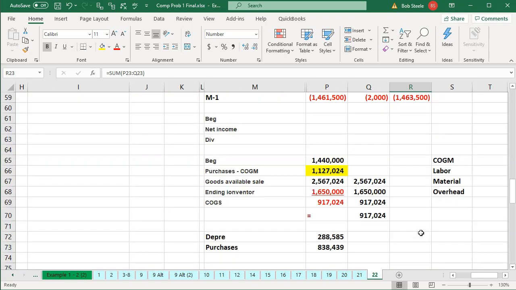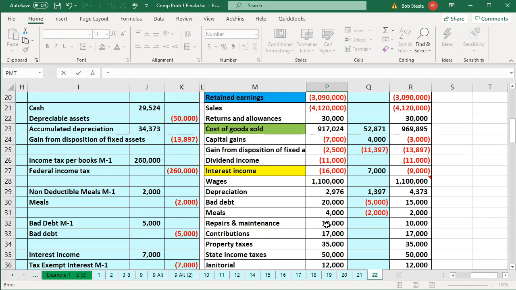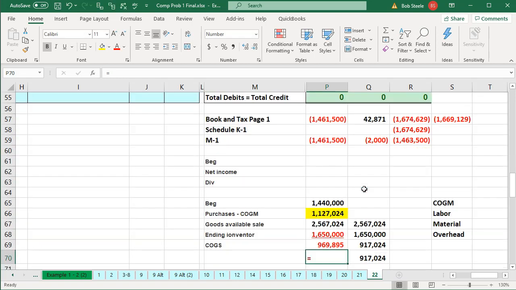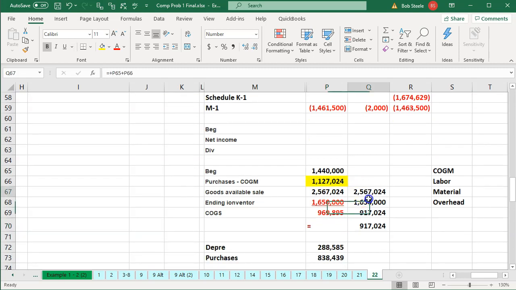I'm going to say, all right, the cost of goods sold bottom line number should be equal to the ending number here. We want it to be this 969,895 for tax purposes. And there's a difference there because we had an adjusting entry and we had a tax entry related to the difference in the depreciation. So now I've got to adjust this number. So this number needs to be adjusted now.